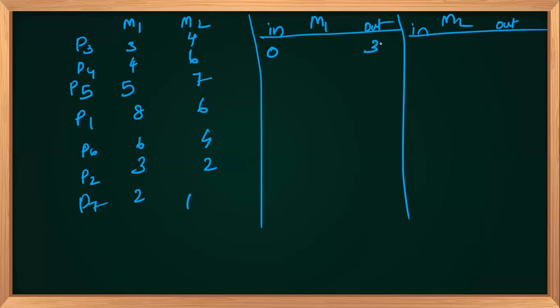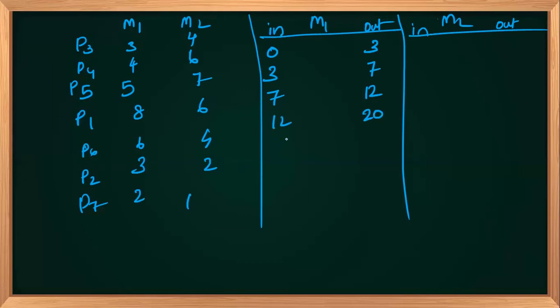Now, whenever this machine is free, we can start processing the next one. So I can start only by 3. It will take 4 hours, so it will be completing by the 7th hour. So 7 plus 5 will be 12. It will be free. At 12, we can start processing P1. So 12 plus 8 will give you 20 by completing P1.